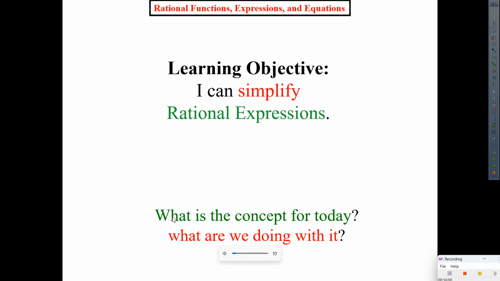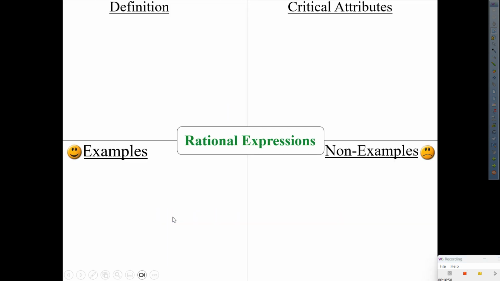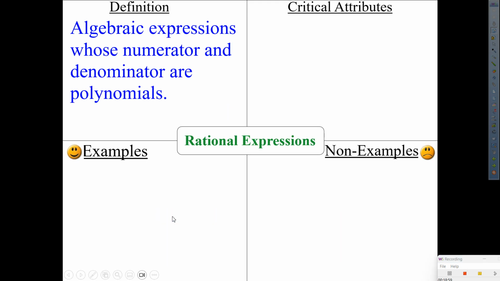All right, here we go. Rational expressions, what are they? They are algebraic expressions whose numerator and denominator are polynomials. Rational expressions are algebraic expressions whose numerator and denominator are polynomials.